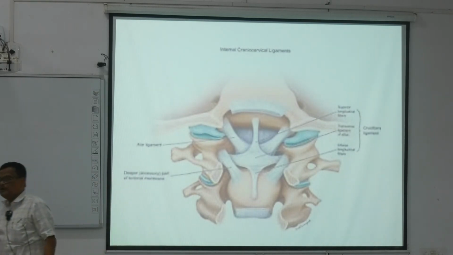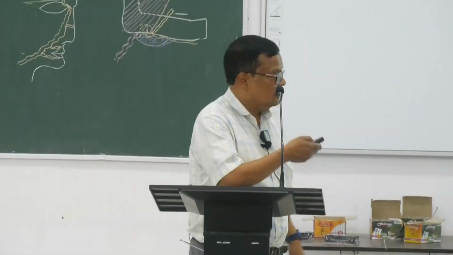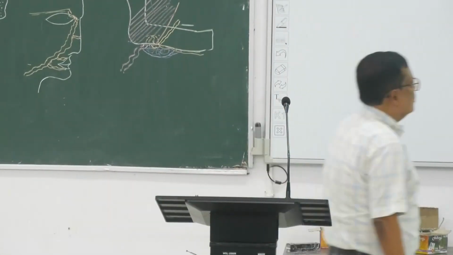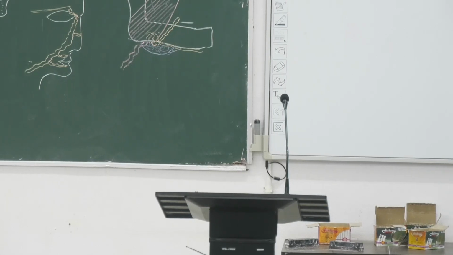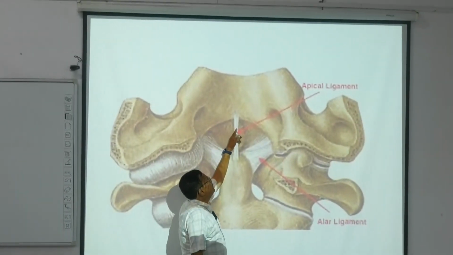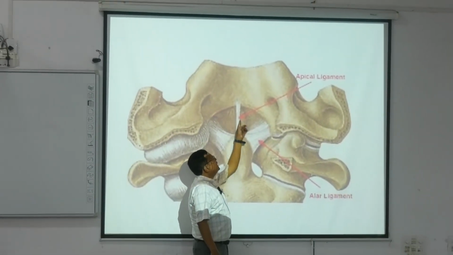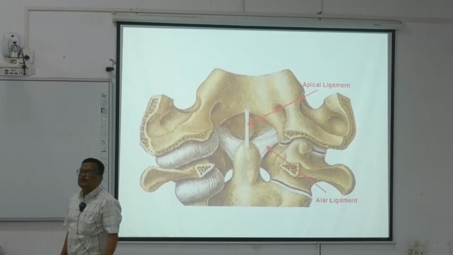So these are the important ligaments, and there are two other important ligaments, which I forgot to mention yesterday while teaching. One is the apical ligament of the dens and the other is the alar ligament. Very good. From the tip of the odontoid process to the superior surface of the basilar part of the occipital bone, a ligament is attached, and this is known as the apical ligament of the odontoid process.